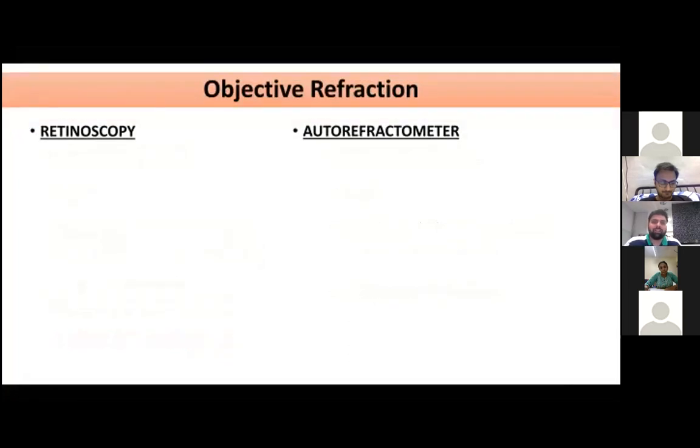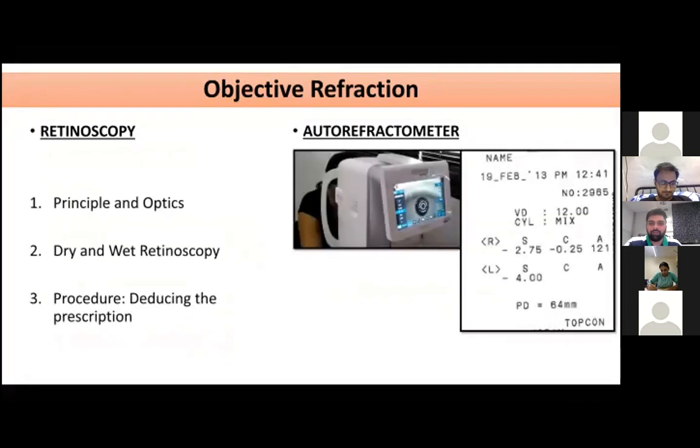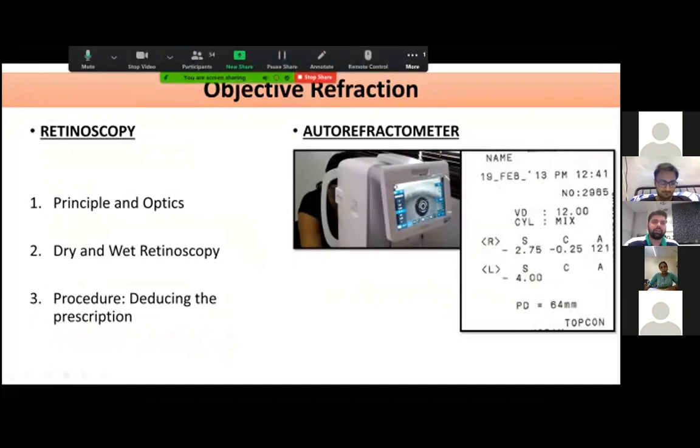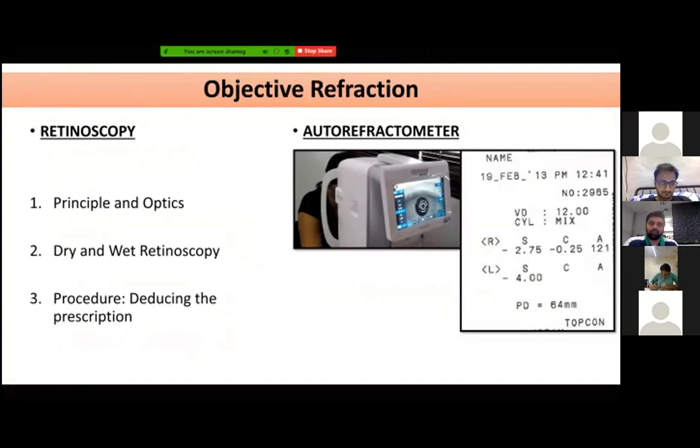Objective refraction is divided into retinoscopy and the autorefractometer. The autorefractometer I'm not going to discuss, because it just involves making the patient sit, the machine does everything, and you get the ready-made prescription at the end. What I'm going to discuss is retinoscopy, and in retinoscopy there are certain topics. We'll start off with the principle and optics of retinoscopy. We'll move on to understanding what is dry and wet retinoscopy, and then we'll understand the procedure of how we can get the prescription from retinoscopy.